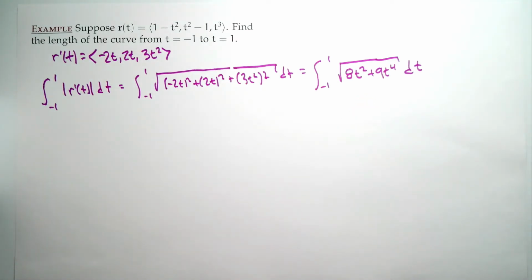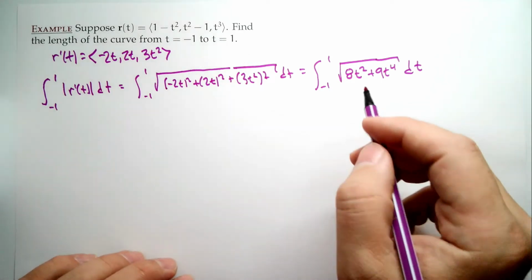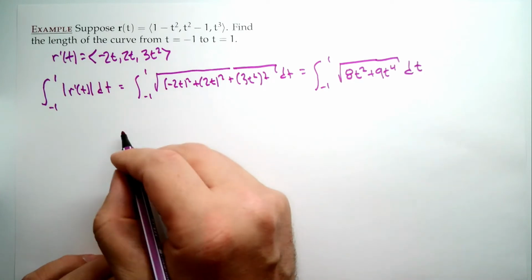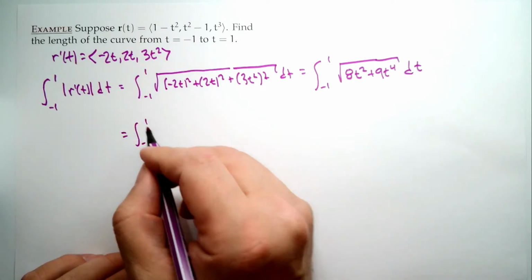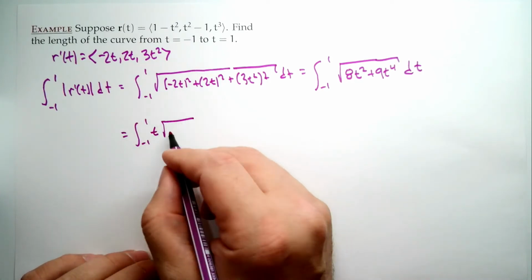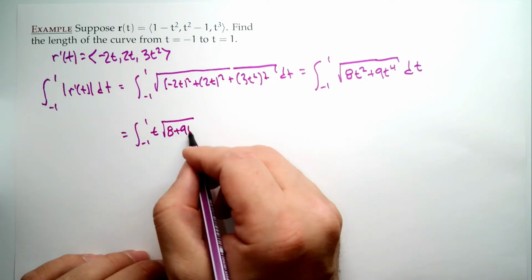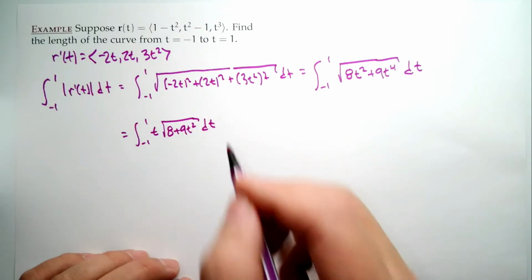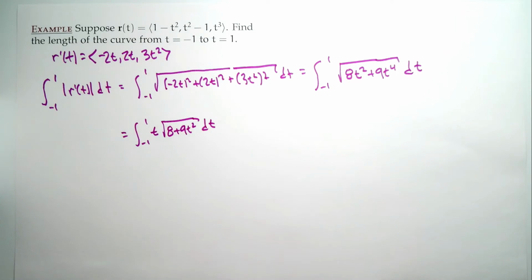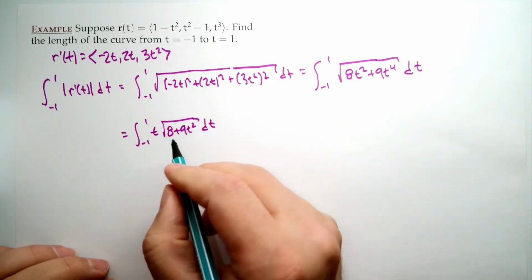But someone said we could pull out the t squared. I like this idea. Okay, so we pull out the t squared. And the square root of t squared? T. All right, so we get t square root of 8 plus 9 t squared dt. Now, how do we integrate this? We can do u substitution. Cool. So, what do we substitute?